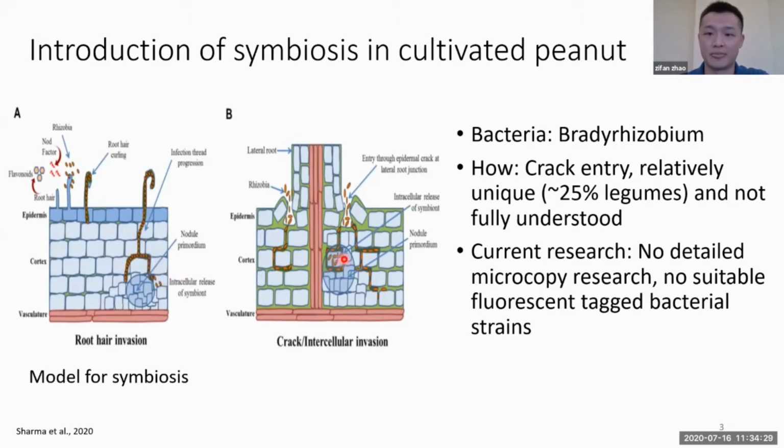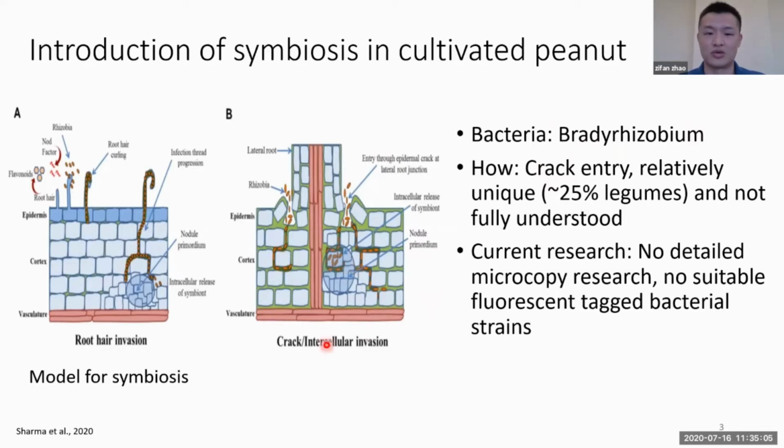However, in peanut, the Bradyrhizobium, a slow-growing rhizobium, can infect the peanut through the crack entry. The crack entry is when the bacteria get into the plant cells through cracks, and the cracks are usually created by the emergence of the lateral root. In this picture, this is the main root, and this part is the lateral root. The bacteria can get in at this point. This is an intercellular infection pathway.